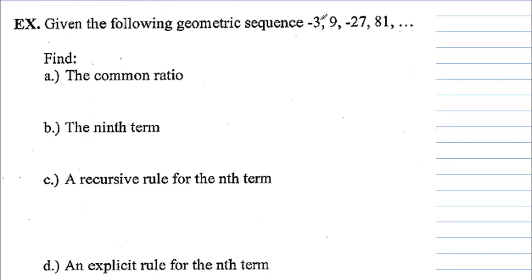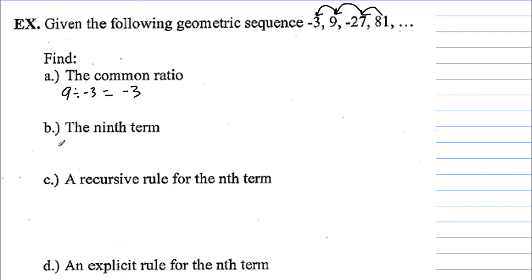Given the following geometric sequence, -3, 9, -27, 81, I want to find the common ratio. Well, that's 9 divided by -3, which is -3. -27 divided by 9, that's -3. All of these should be -3 when you divide.